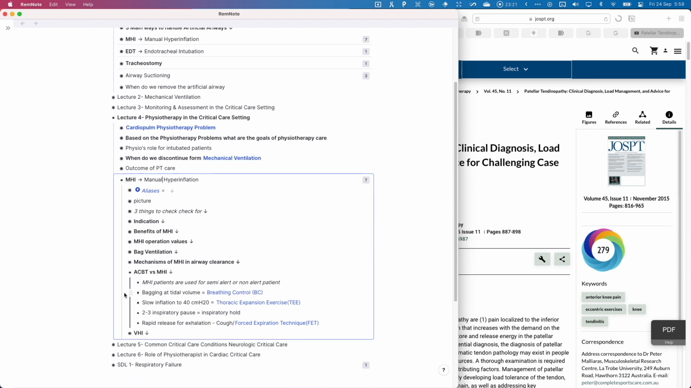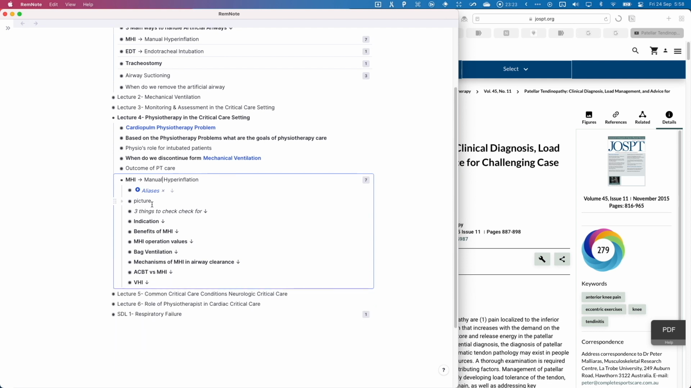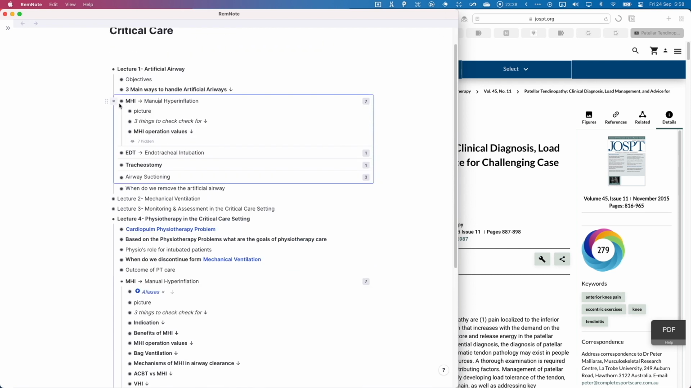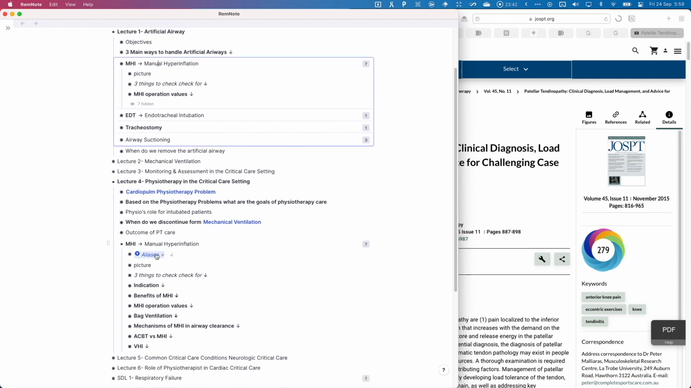So in lecture four, I learn way more things. I learn about the indications. I learn about the comparison between ACBT and MHI. So there's a whole bunch of other things that I'm learning and it's really, really interesting. The best part is that I can see in week one, I only learned three things. In lecture four, week four, I learned a whole bunch of other things. And what I have done is just add all of them together.